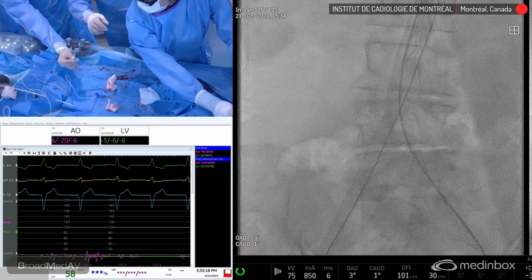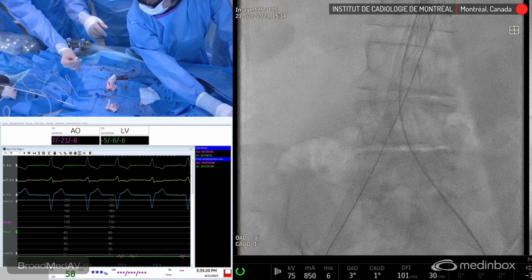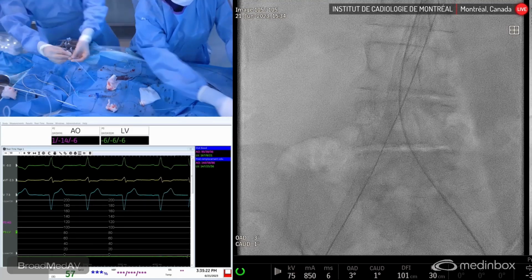Half dose. And we're giving protamine. No wire. Maybe, Ahmad, if you want to come here next to me, please.